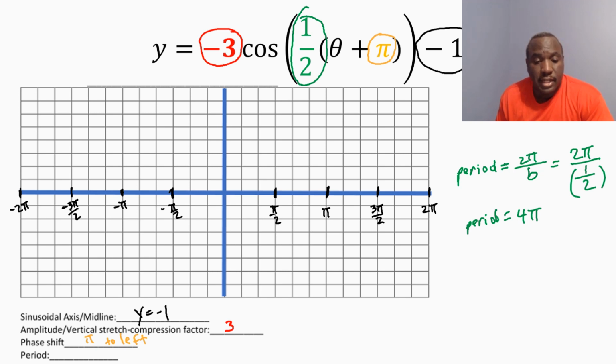Now let's graph the sinusoidal axis. We said that that one went through -1. So y equals -1 was our sinusoidal axis. Because our amplitude is 3, we know that the furthest up that we're going to go is 3 units up, which would put us here. And the furthest down that we're going to go is 3 units down, which would put us here.